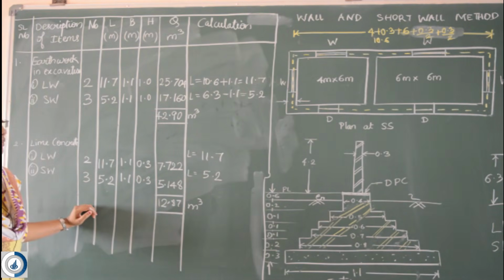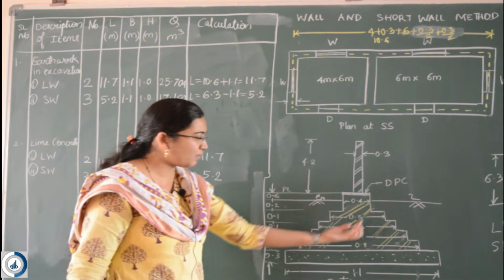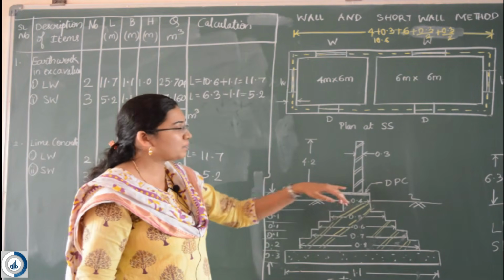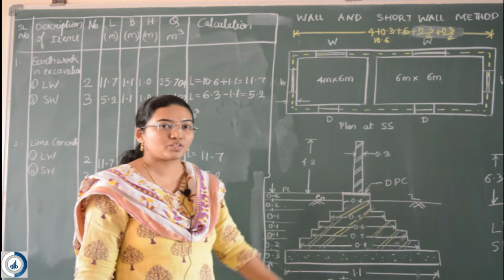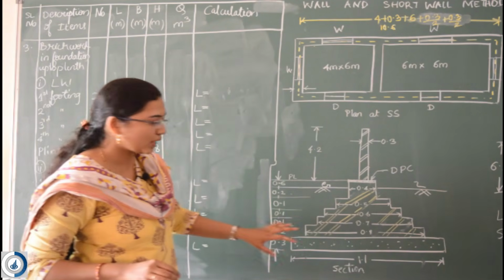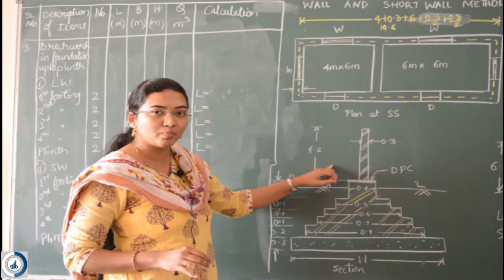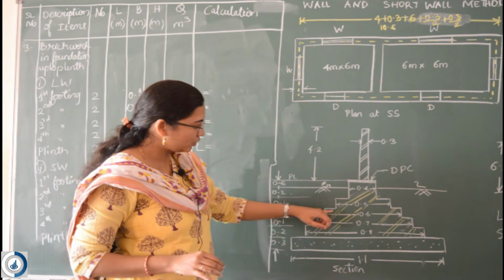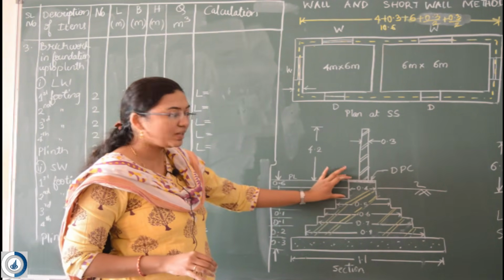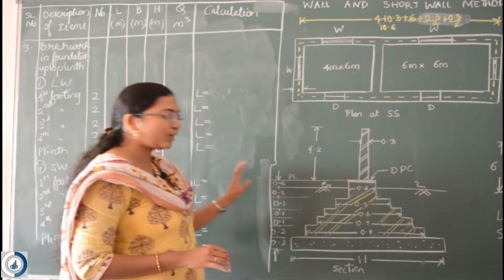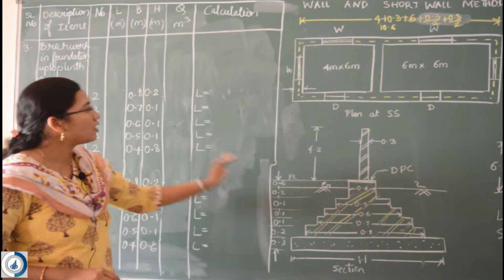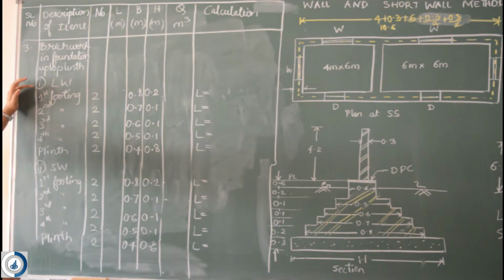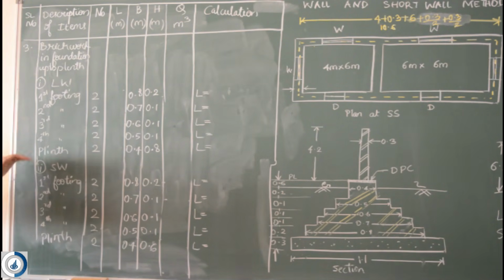So next we have to calculate for brickwork in the foundation up to the plinth level and brickwork for the superstructure. So now we have to calculate the brickwork for the foundation up to the plinth level. There are 1, 2, 3 and 4 steps and the plinth distance. For all these we need to calculate the quantity of brickwork, which I have already written. From here we will be having long wall and short wall. In the long wall there are 4 footings and the plinth, in the short wall 4 footings and the plinth.